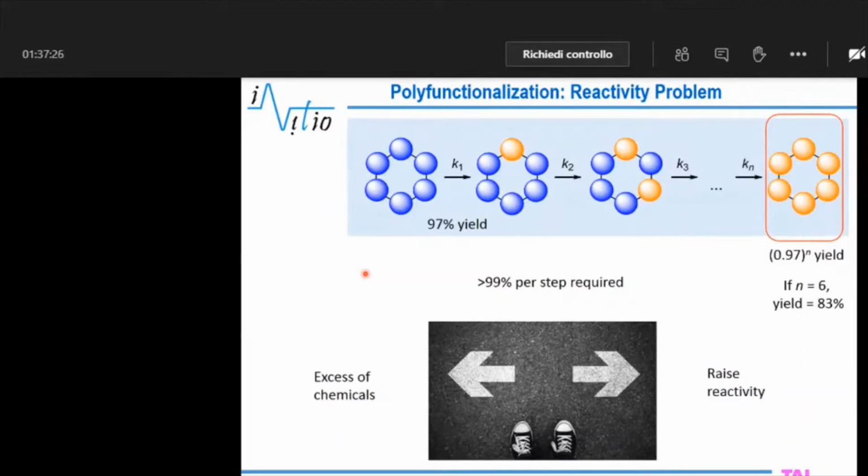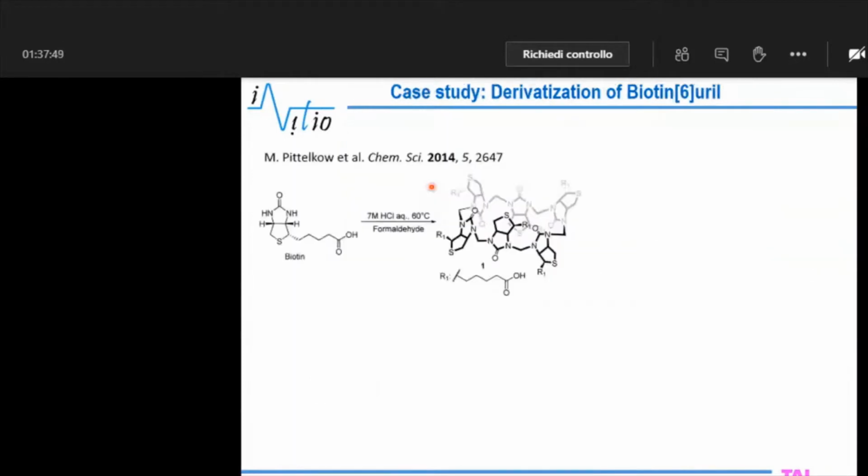But sorry, if it's not the case, what to do then? The only solution in this case is to raise the reactivity, to raise the yield per step by improving your chemistry, the chemical output at each step. And I would like to present today a case study of this.